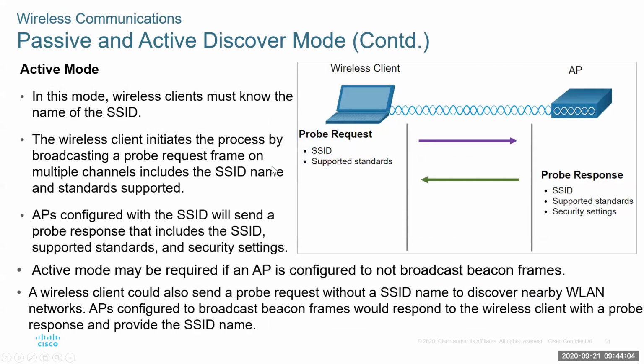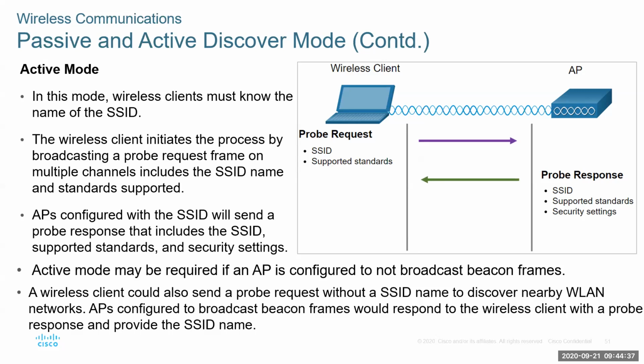In active mode, at this point, what's going to happen is your wireless client's going to send a probe request, and then you're going to get a probe response back from the access point itself. So the wireless client initiates the process by broadcasting out a probe request frame on multiple channels, including the SSID. This is typically what's done when your SSID is hidden. You have to configure the client to say, I want this SSID. It's going to have to go out and see if that access point is truly there, and if it is, it will go ahead and get those supported standards back.